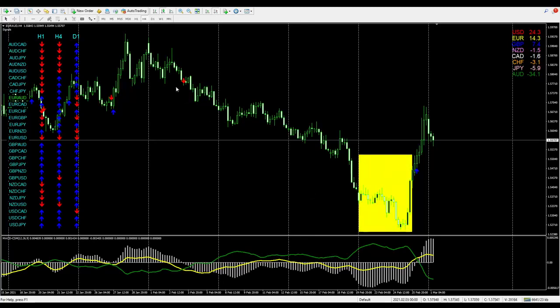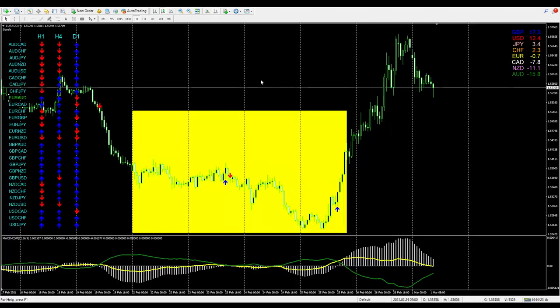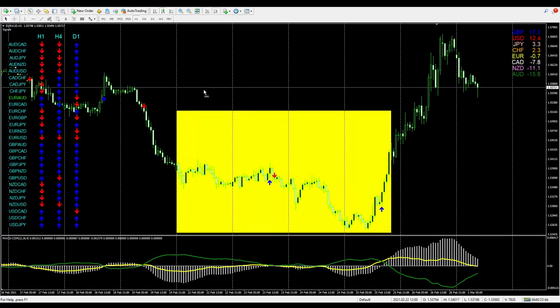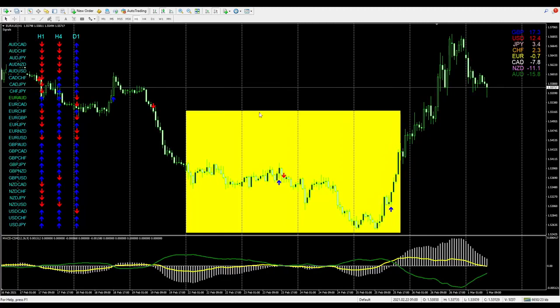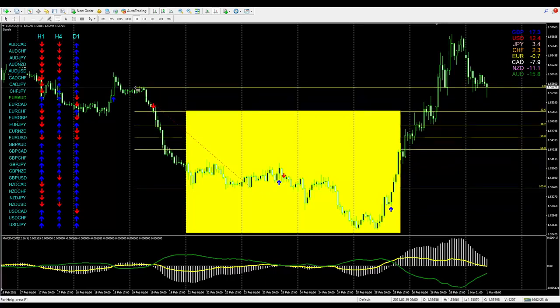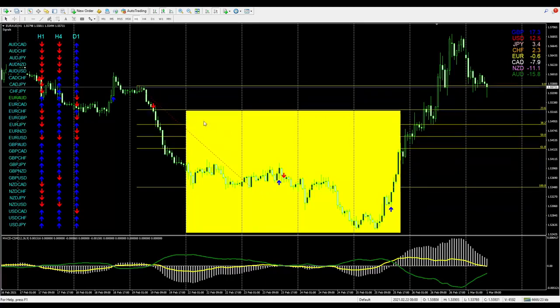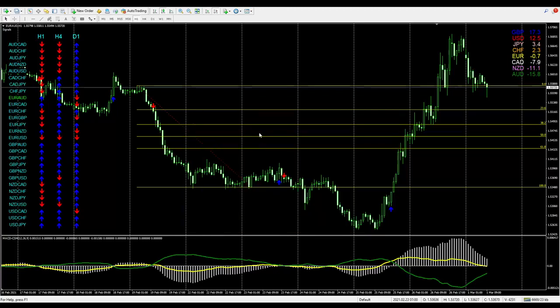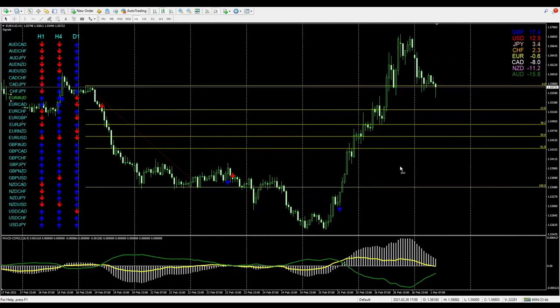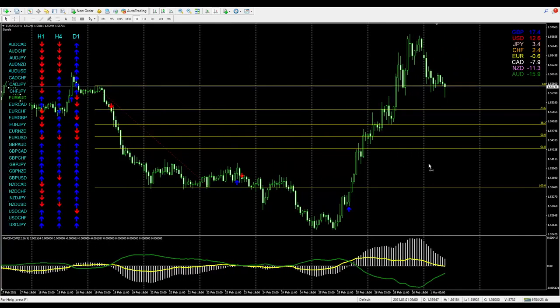Let me put the rectangle again here. And on H1, so EUR AUD sell. We would plot our Fibonacci level like this, around here. Then let's delete this one. Actually there was no signal for EUR AUD sell last week because it is more than 50 Fibonacci. So for this week, there's still no trade for EUR AUD.